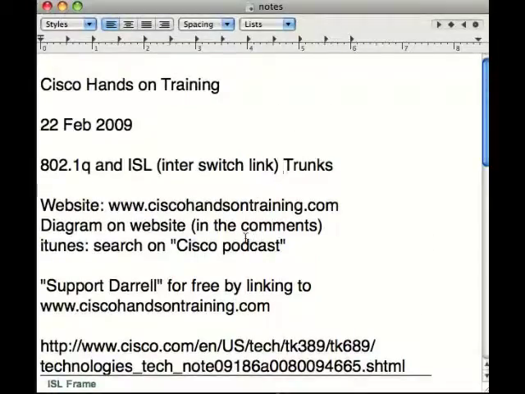Today it's the 22nd of February 2009, and today we're working on 802.1q and interswitch link trunks.